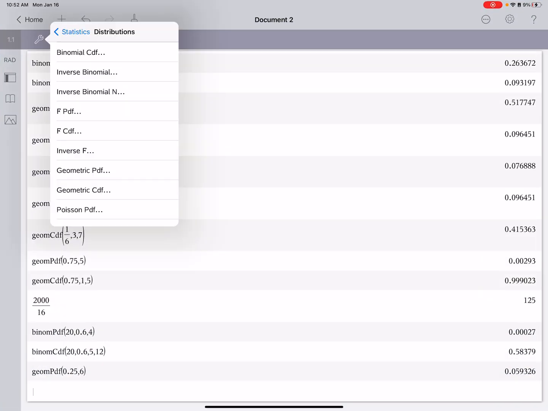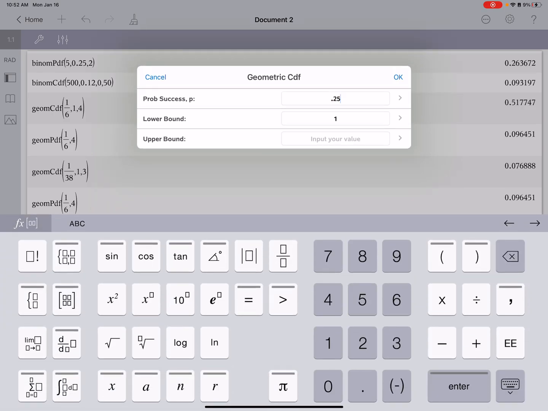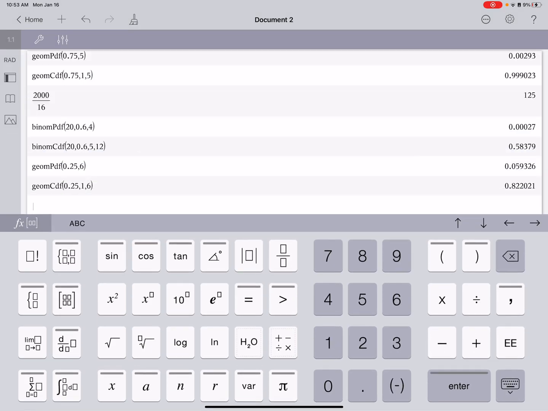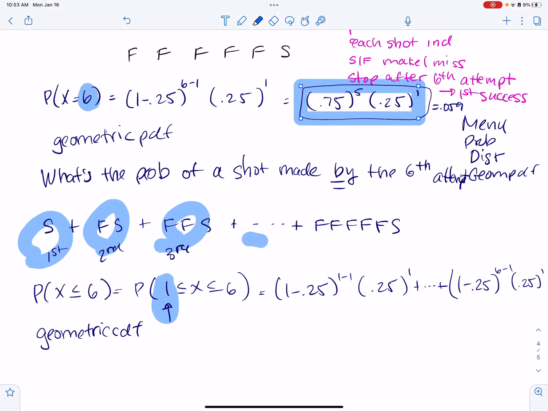The geometric CDF is, again, menu, distribution, or probability distributions, and it's right below the PDF, but it's the same thing. The probability of success is 25%. Lower bound is 1 and upper bound is 6, because I asked for the first success to be between 1 and 6, and that's about 82%. If I ask you for your mean or your standard deviation, again, the formulas are on your formula chart, so you can just go ahead and use those.